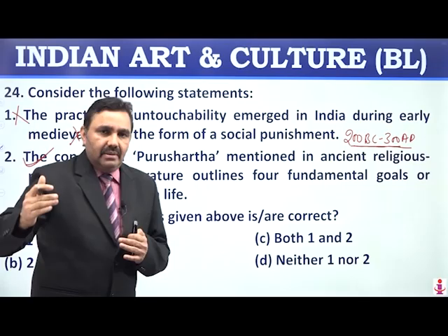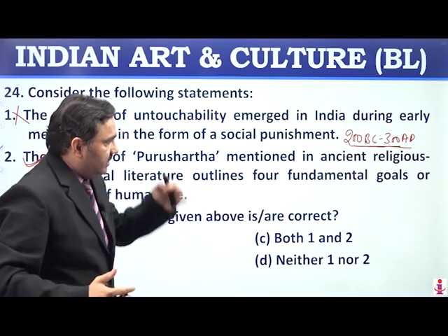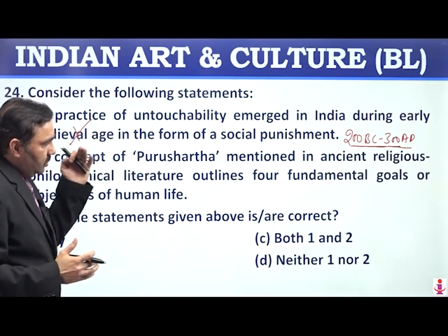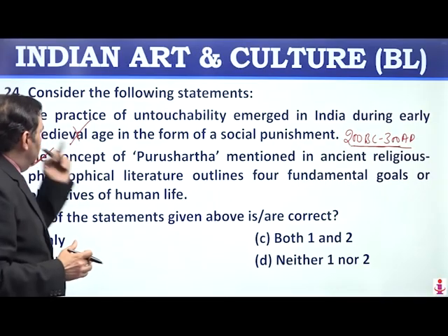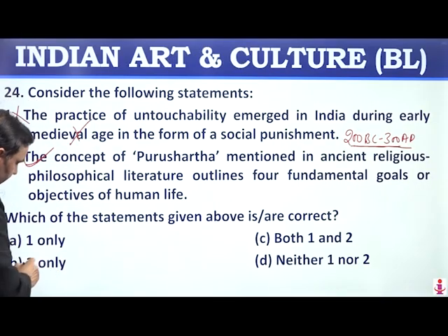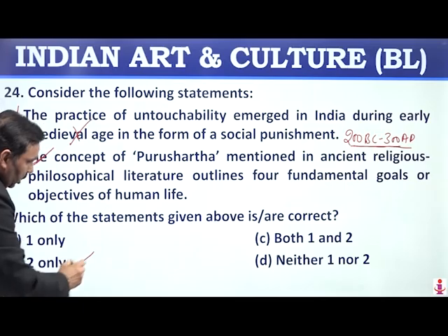So dharma, artha, kama, moksha are described as the 4 fundamental objectives or the goals of human life in ancient literature. So first one is wrong, second one is right. Option here is 2 only.